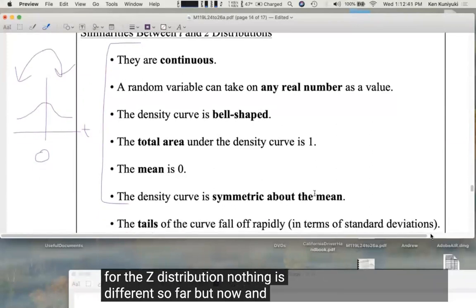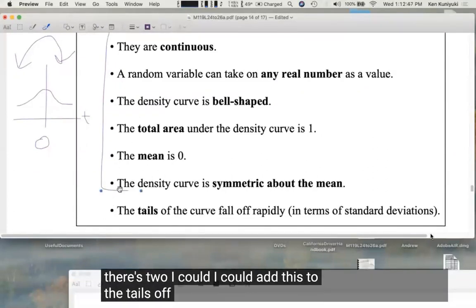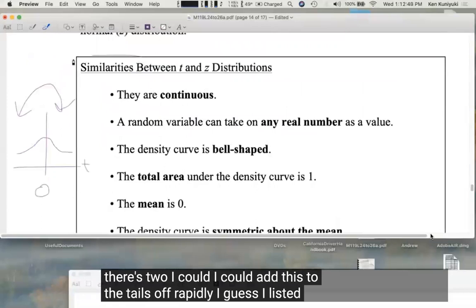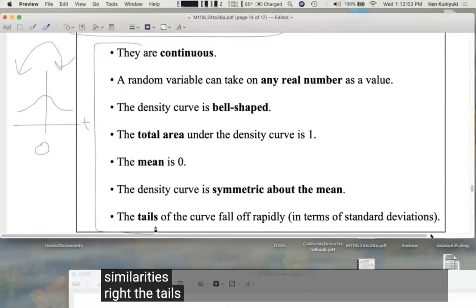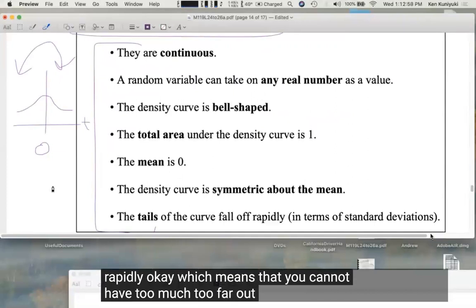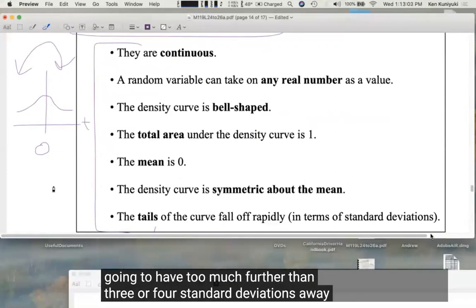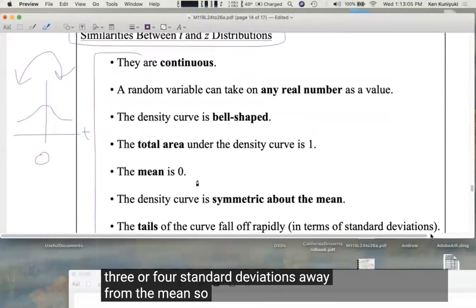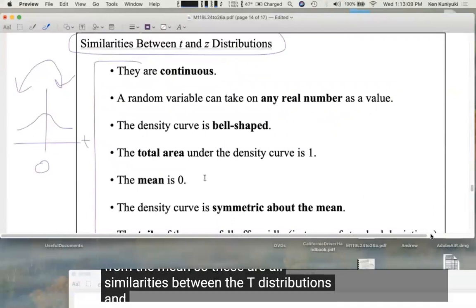And also this too. I could add this too. The tails fall off rapidly. I guess I listed the similarities first. These are all similarities, right? The tails of the curve fall off rapidly, which means that you cannot have too much too far out. You're not going to have too much further than 3 or 4 standard deviations away from the mean. So these are all similarities between the t distributions and the z.